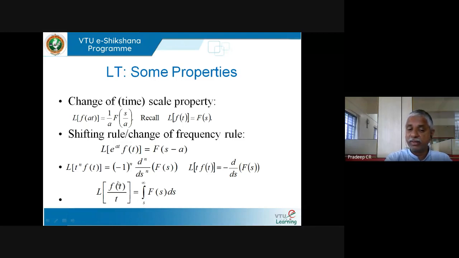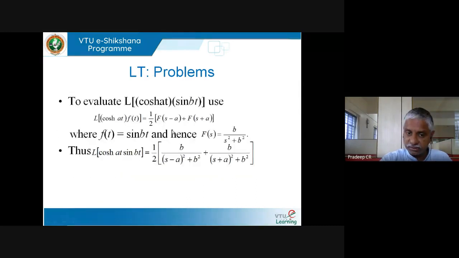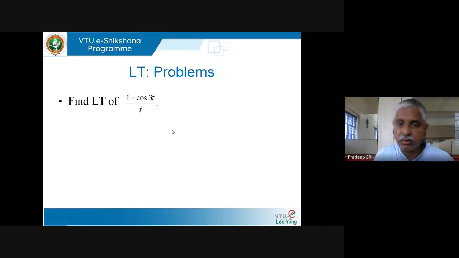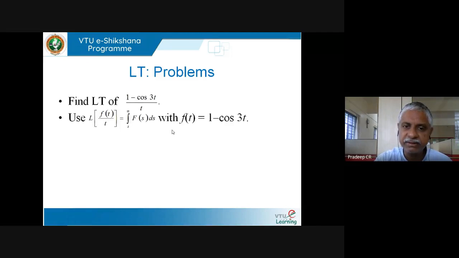So in the given problem, it is (1 minus cos 3t) by t. So f(t) is 1 minus cos 3t. Can I find Laplace of 1 minus cos 3t and then integrate that? That becomes a problem. So that's basically a PUC level problem. So let us check that. How to do that? So this is the problem: (1 minus cos 3t) by t. I want to find Laplace of this. So I use this formula: Laplace of f(t) by t is the integral of F of s ds from s to infinity, with f(t) equal to 1 minus cos 3t.